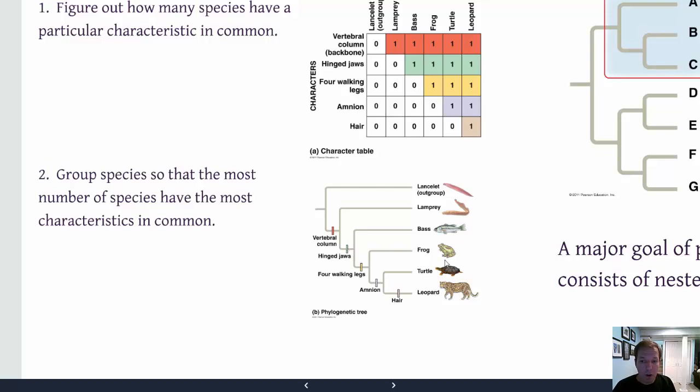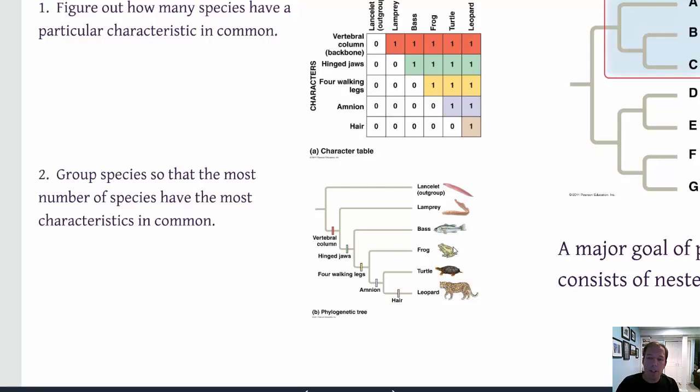So the fish, the frog, the turtle, and the leopard would all have hinged jaws. So when you look at the tree, you can learn a lot about the organism, about how it evolved, and which characteristics were important markers in its evolution.